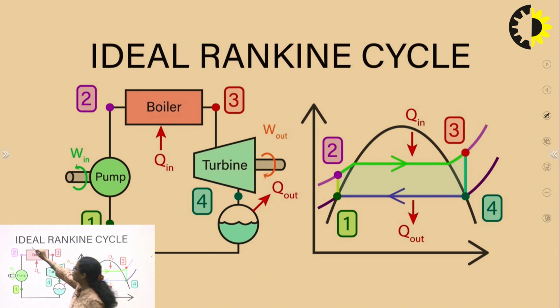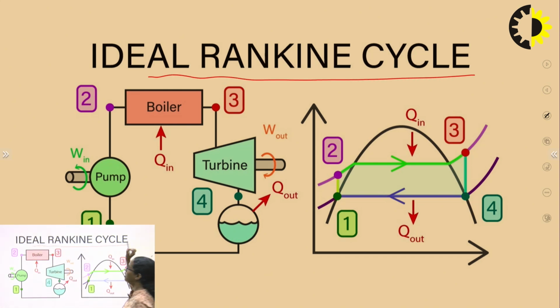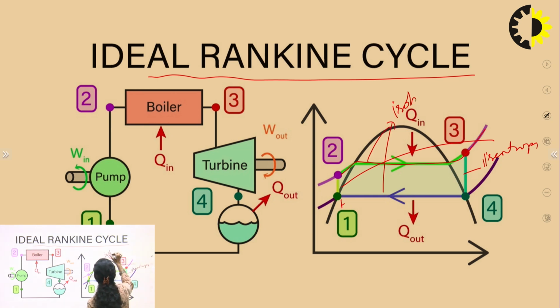Now let's talk about the ideal Rankine cycle of any thermal power plant. Steam power plants basically work on this thermodynamic cycle that is known as the Rankine cycle. It has 4 thermodynamic processes, starting with point 1 to 2. This is an isentropic process, point 1 to 2. This is an isobaric process. These both are again isentropic processes, and these two are isobaric processes.